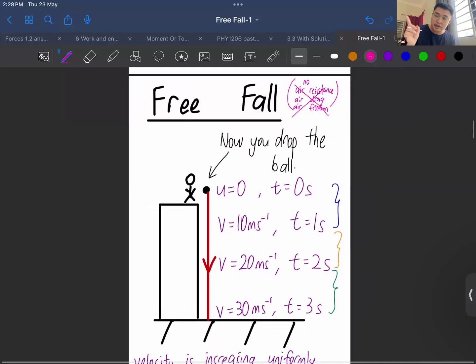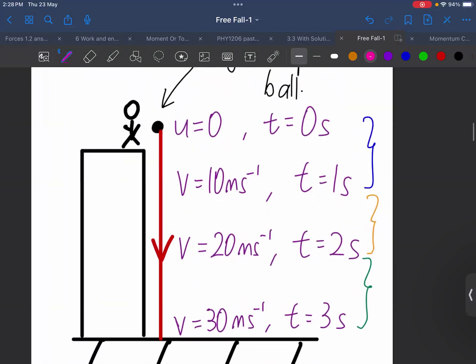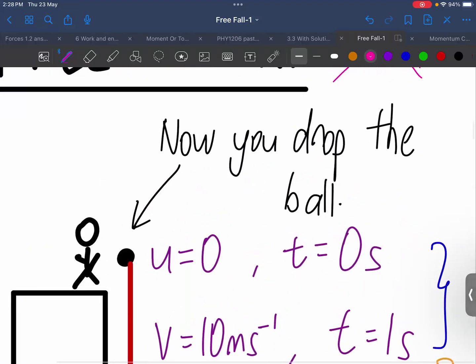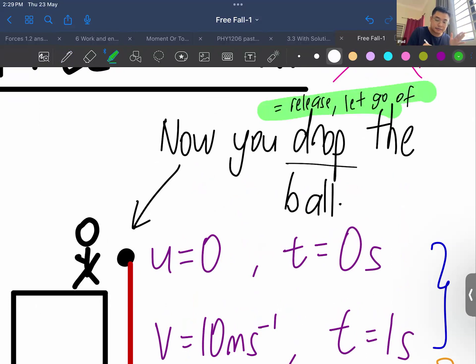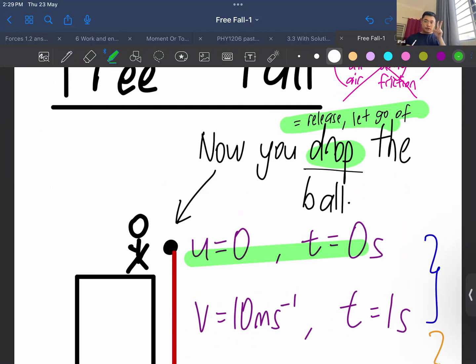Can you imagine that you are holding a ball and standing at the edge of a very tall building? The ball is a very heavy tennis ball. Now, you drop the ball. Notice the word drop. When you see wordings like release the ball, let go of the ball, or drop the ball, you need to highlight this. It means your initial velocity must be 0.